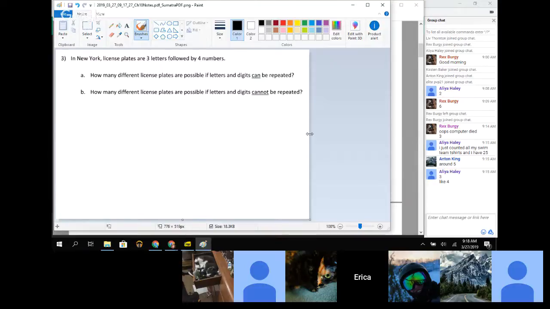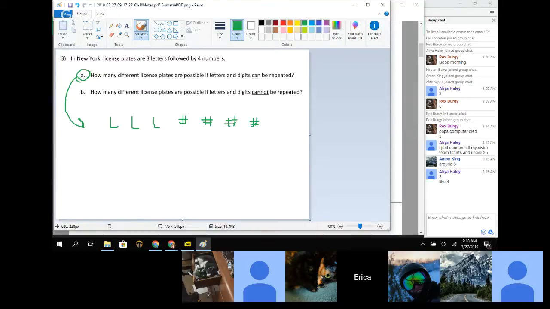So license plates have to be unique, right? Cannot repeat license plates. 2 different cars can't have the same license plate. Okay, so in New York, the pattern is 3 letters followed by 4 numbers. And Part A says, how many different license plates are possible if letters and digits or numbers can be repeated? Okay, so let's look at A. Your license plate is going to be a letter, a letter, and then a number, a number, a number, and a number.